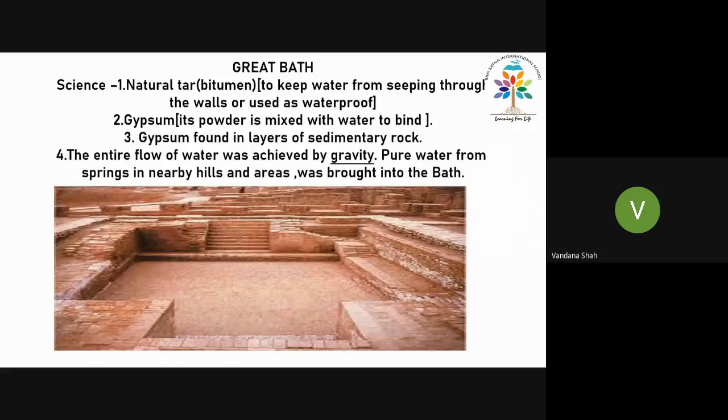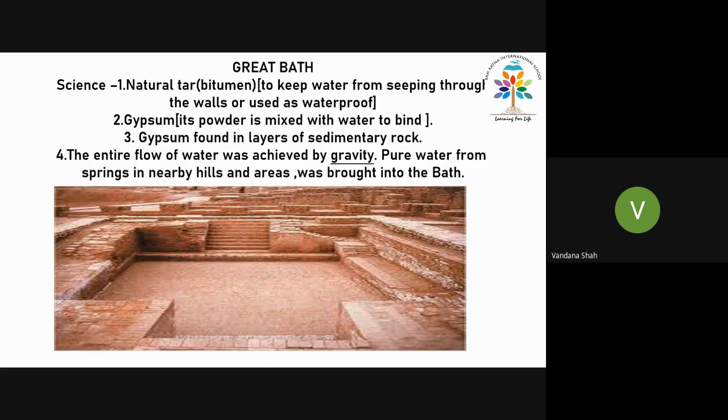Though you might have understood the math in your previous class, how science works in the Great Bath, that is in the Indus Valley Civilization, in Mohenjo-daro, the Great Bath is over there. And two things they have utilized, that is natural tar, and second is gypsum. These two elements have properties which you will get in your environment. Tar just keeps water from seeping through the walls, used as a waterproof. Today we are using some chemicals, and we can very easily see the leakage. But that civilization was very smart and they did an amazing task in their Great Bath.